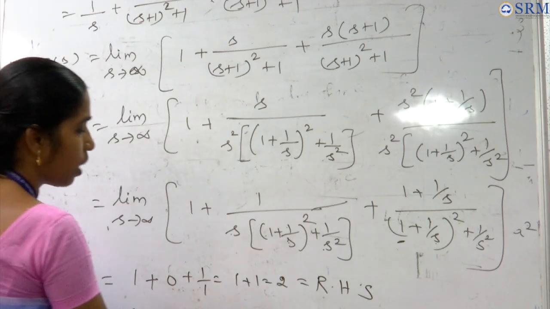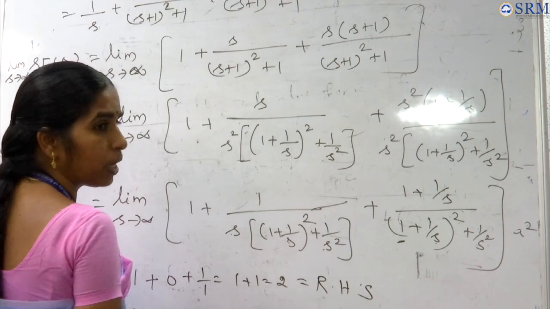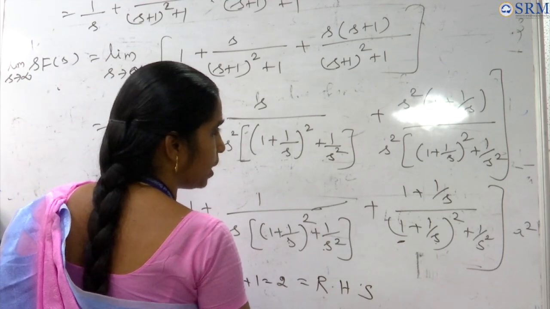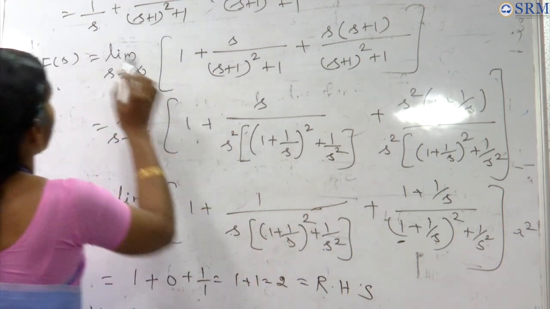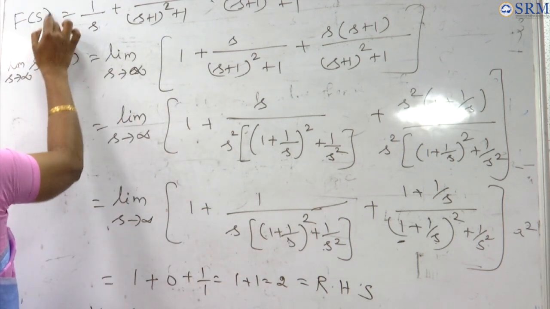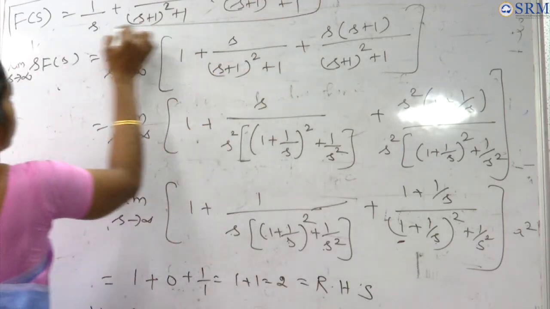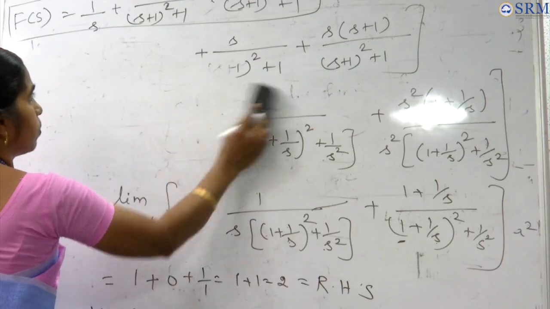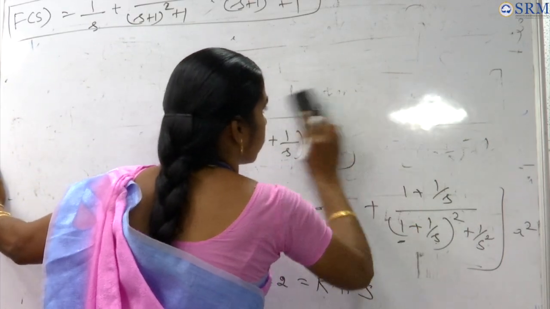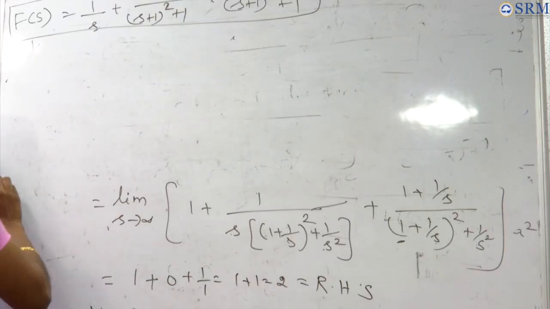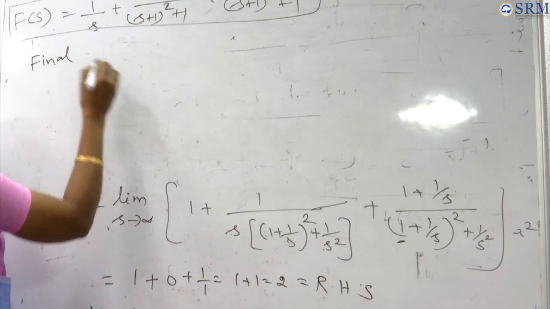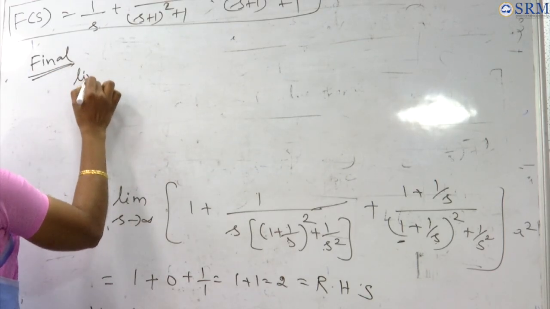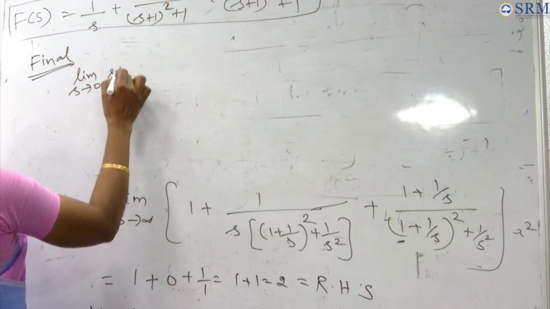Final value theorem means f of infinity, t replaced by infinity, but on the right side it is limit s tends to 0, s into F of s. Same thing, you multiply by F of s, but s replaced by 0. So now for the final value theorem, consider the right side value. We already know F of s, so final value theorem: limit s tends to 0, s into F of s.